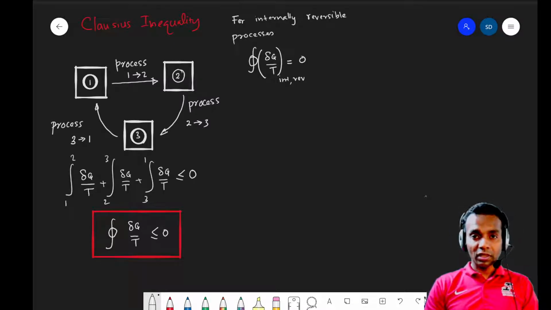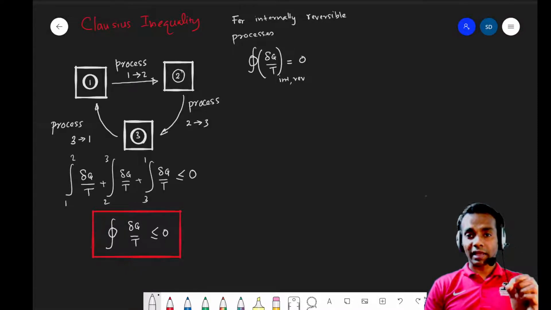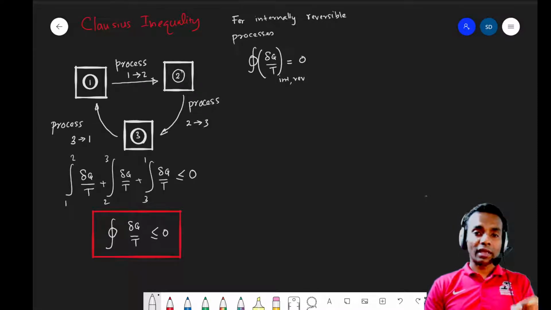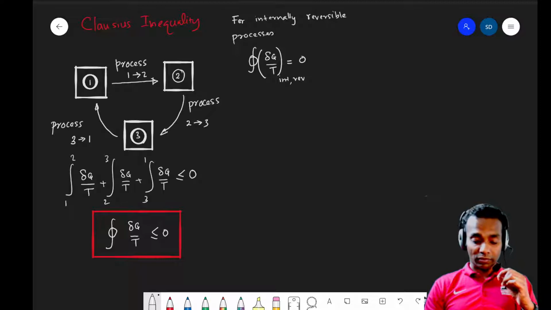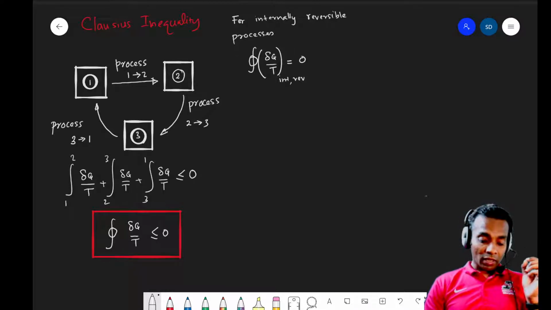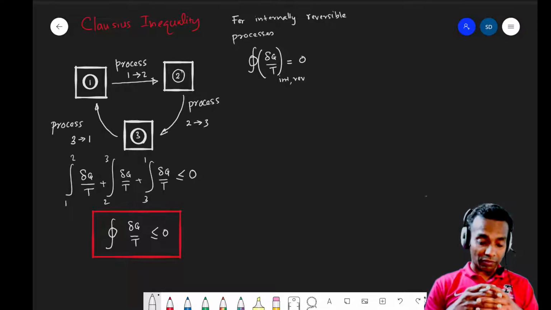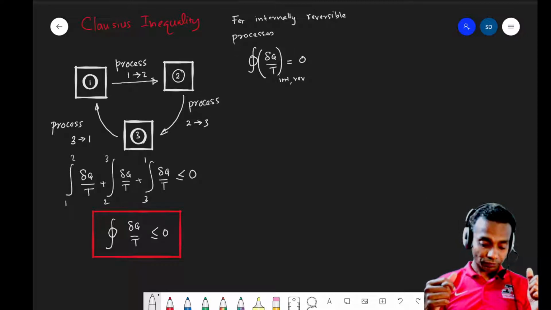Every process in a cycle has to be an internally reversible process for this to be equal to 0. Now, there is no internally reversible process in reality, but ideally you can say that this quantity is equal to 0 when all the processes are internally reversible.